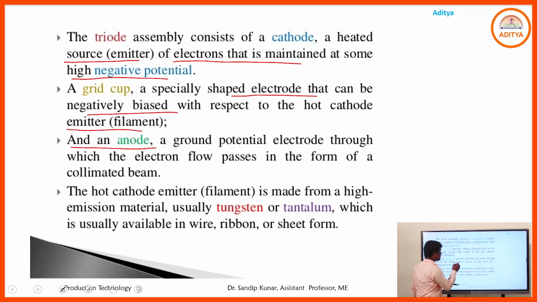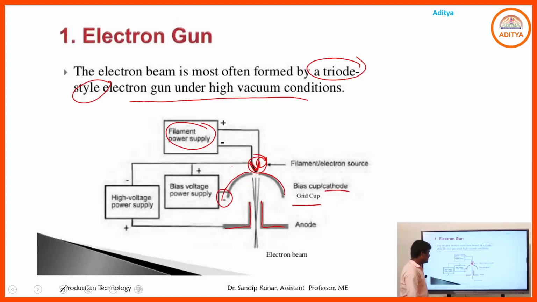Another is an anode, a ground potential electrode through which the electron flow passes. Another power supply is also connected to the anode, and that anode part helps the electrons to flow properly.